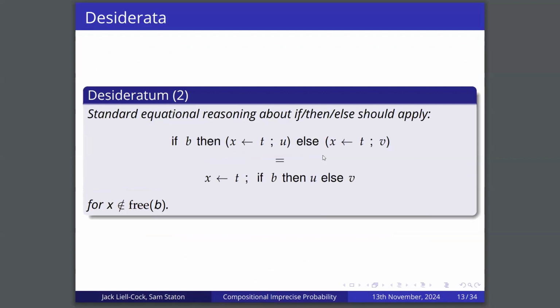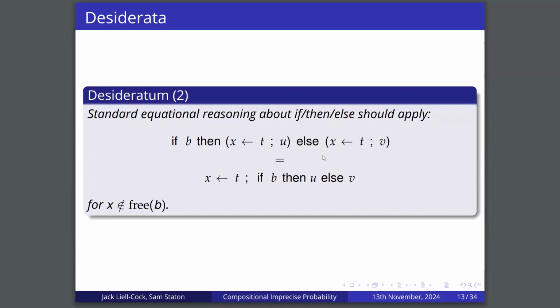Okay, and our second piece of desiderata is that we want standard equational reasoning about if statements. The one we're going to be looking at in particular is this one here. If we perform some conditional on some Boolean B, and then in each of the branches we run the same term T, bind the result to X, and continue with another term, then that should be the same as hoisting this let binding out, running the term, binding it to X, and then running the if statement, provided, of course, X is not free in B.